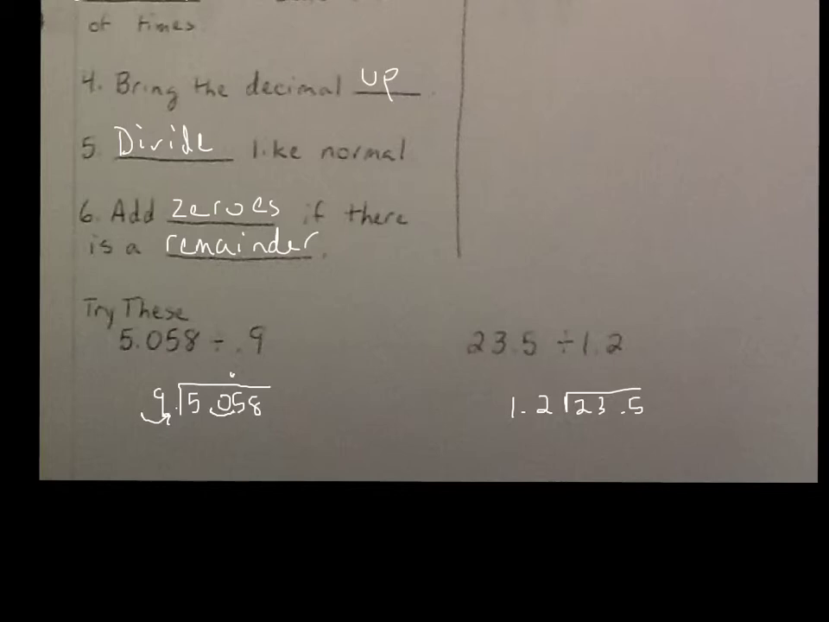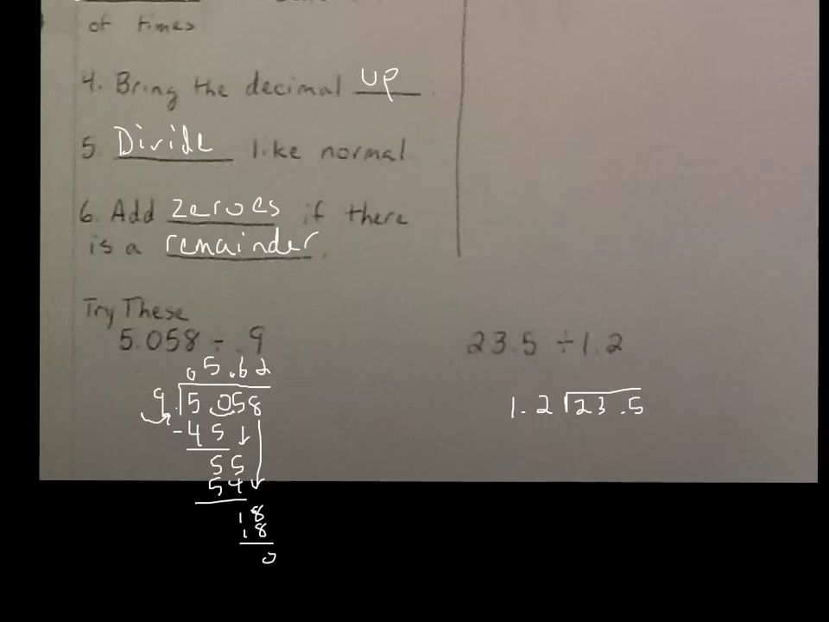So 9 goes into 5, 0 times. 9 goes into 50. That's going to be 5 times. That'll be 45. And 50 minus 45 is 5. Bring down our 5. 9 goes into 55 6 times, and that's 54. 55 minus 54 is 1. Bring down our 8. 9 goes into 18 2 times. That's 18, and you are done. No remainder left. So we're done. 5 and 62 hundredths is our answer.